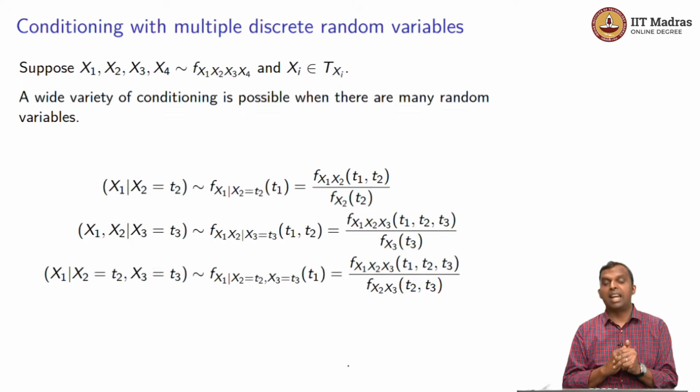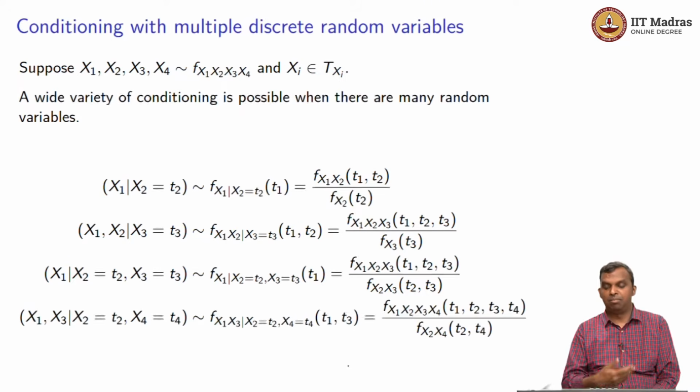That is simply once again the joint by marginal. Nothing more to worry about. What is the joint? Just combine everything together: f of X1, X2, X3 at t1, t2, t3. And what comes in the denominator? Whatever you're conditioning on, so f of X2, X3 at t2, t3. It's very easy to write down these conditional expressions. You can also do some more interesting varieties here.